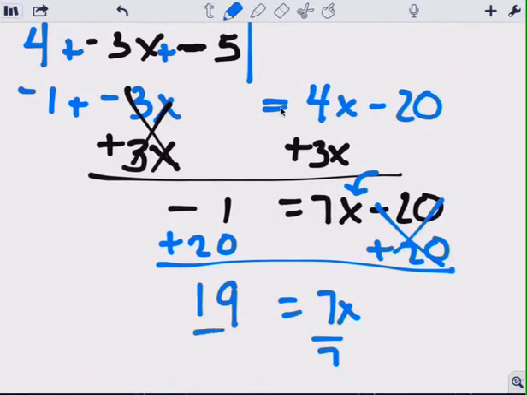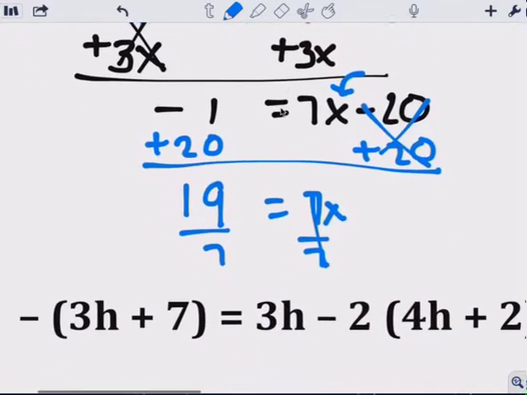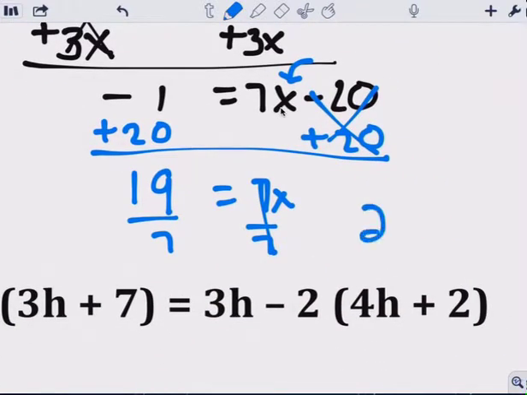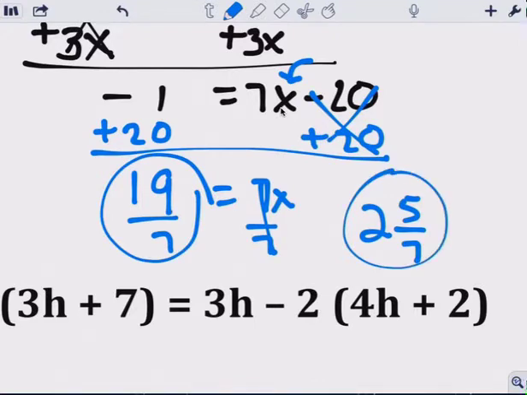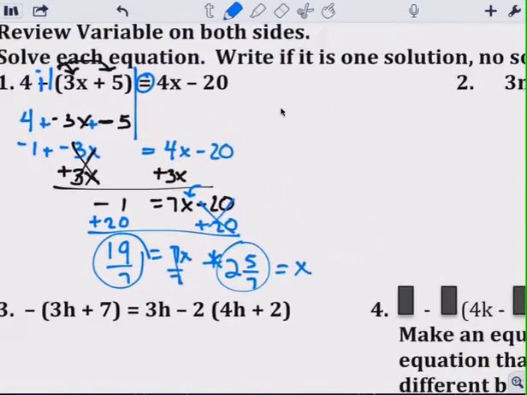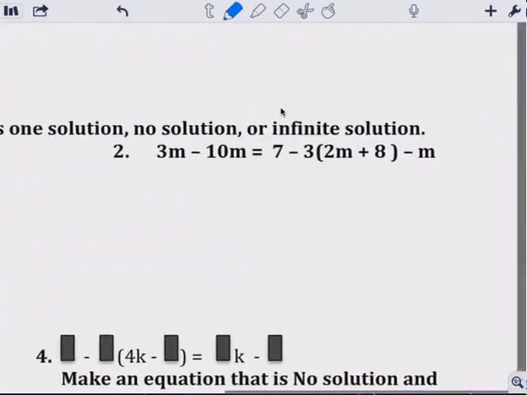Divide by 7. Remember, I want all answers as a mixed number. So your answer here is 2 and 5/7. Okay? That's our answer, and this is what I want, equals to x. All right, I need to write smaller. Number 2.